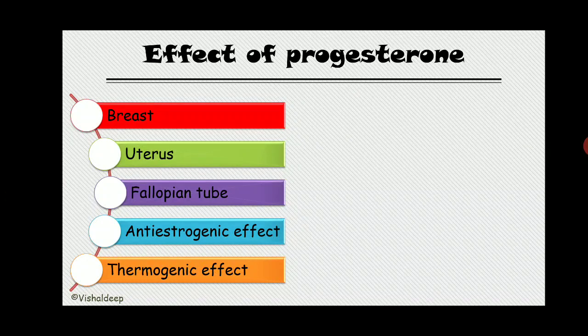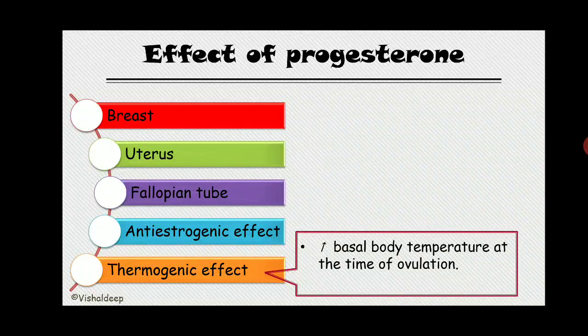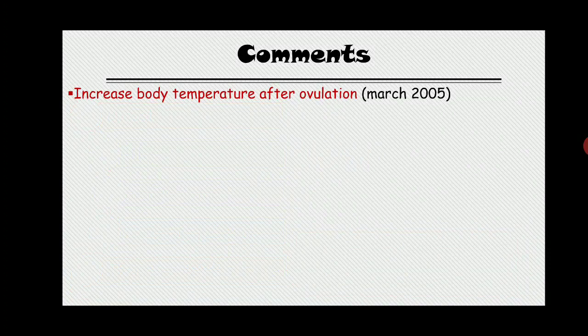As far as the thermogenic effect, a comment is asked multiple times, that progesterone leads to increased body temperature at the time of ovulation. What is the degree? It is 0.5 degrees Celsius post ovulatory phase. Got it? So progesterone will increase the body temperature by 0.5 degrees Celsius after the ovulation. So this is also a sign of ovulation.